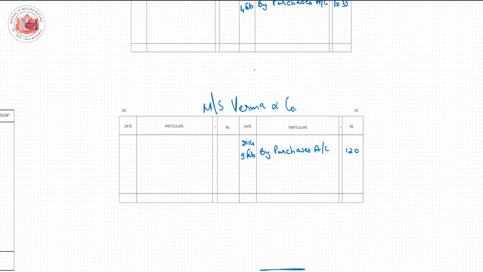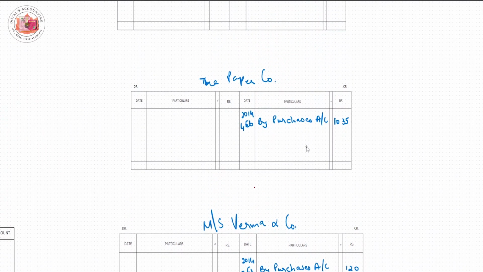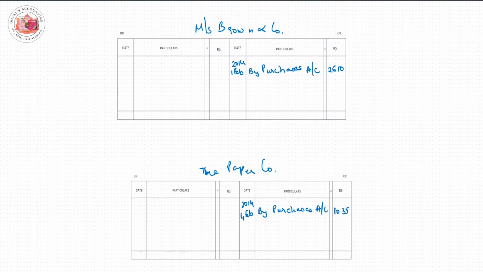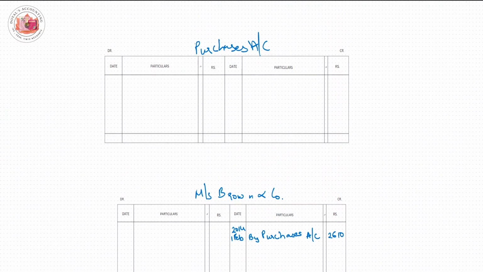I am not going to balance these accounts because they have not mentioned any such thing in the question. But usually, if you are given data, you can balance these accounts. If these are the only transactions in that entire month, then the closing balance will come on the debit side. To balance carried down 1035, to balance carried down 120, to balance carried down 2610. Okay, so now in my purchases account.